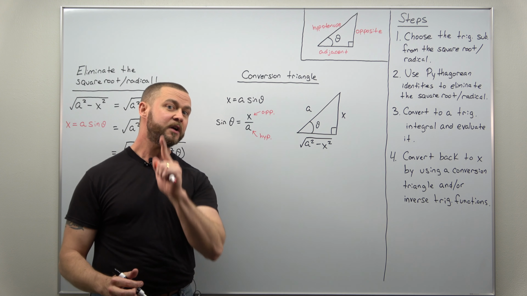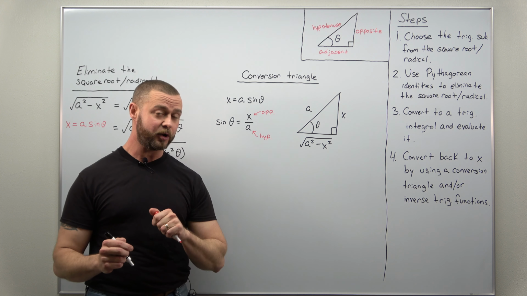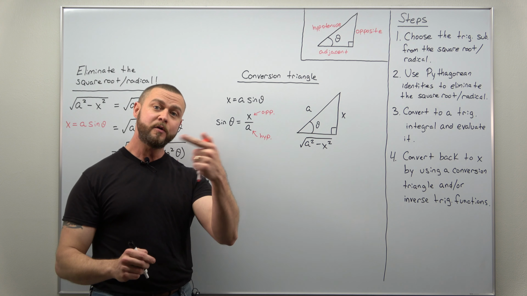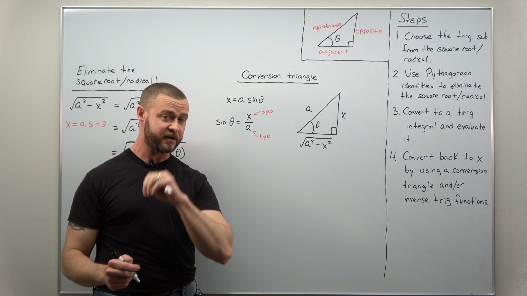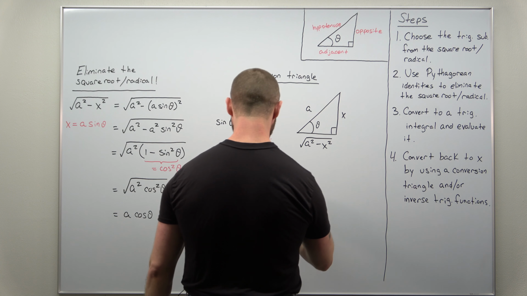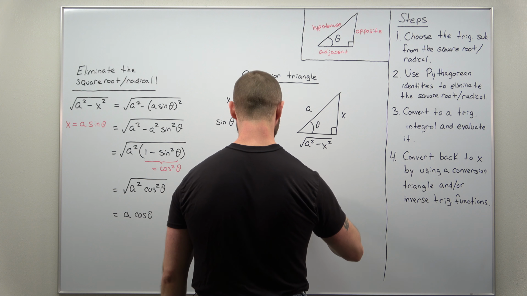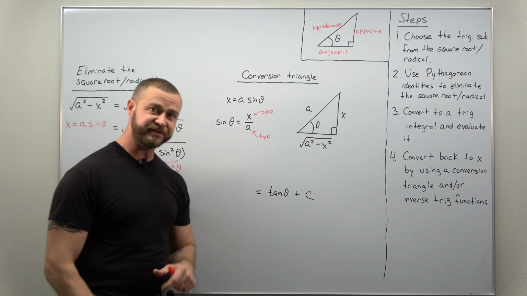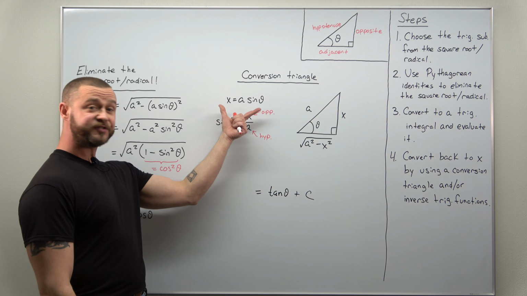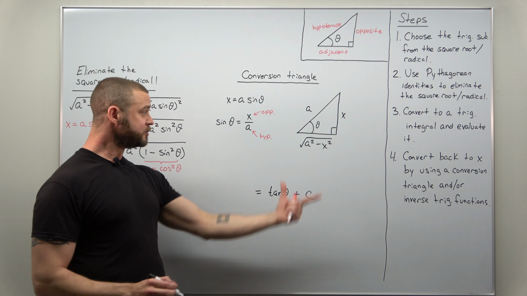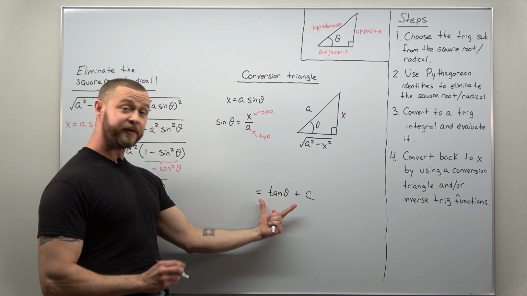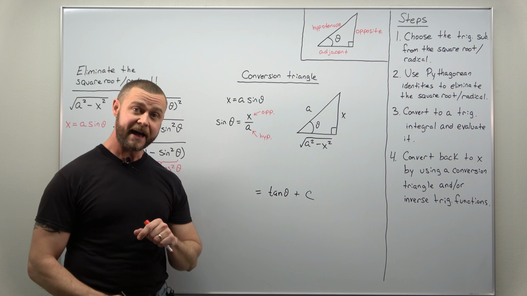But let's suppose in a problem that we're going to have linked down below in the description, let's suppose in your final answer, before you convert it back to x, let's say you had in your answer tangent of theta plus c. If you made this substitution, how would you use this conversion triangle to convert tangent of theta back to x?